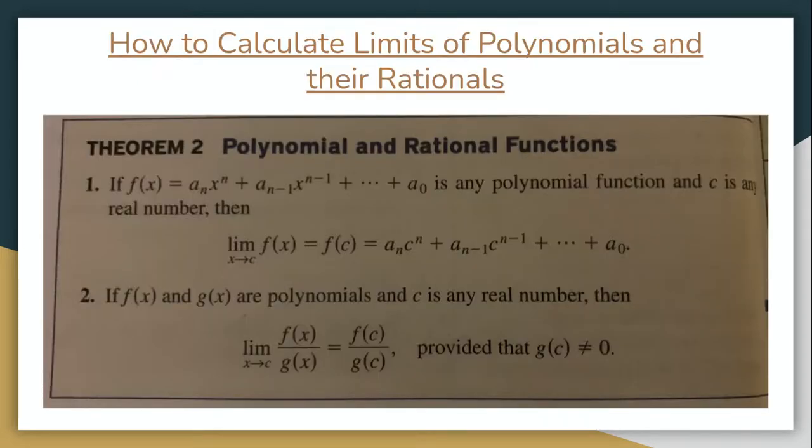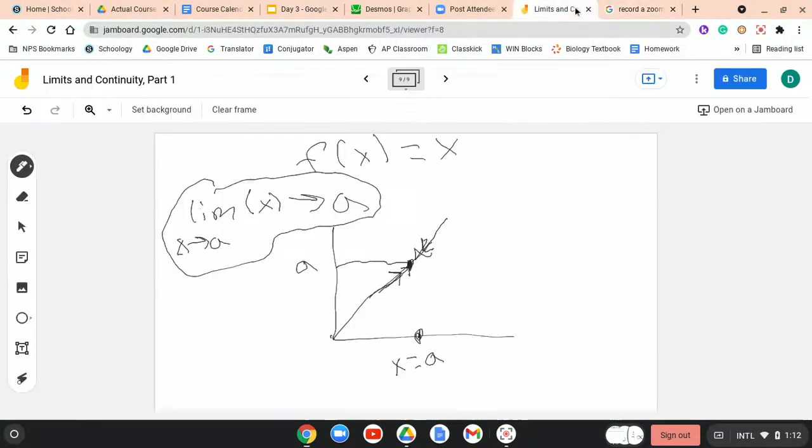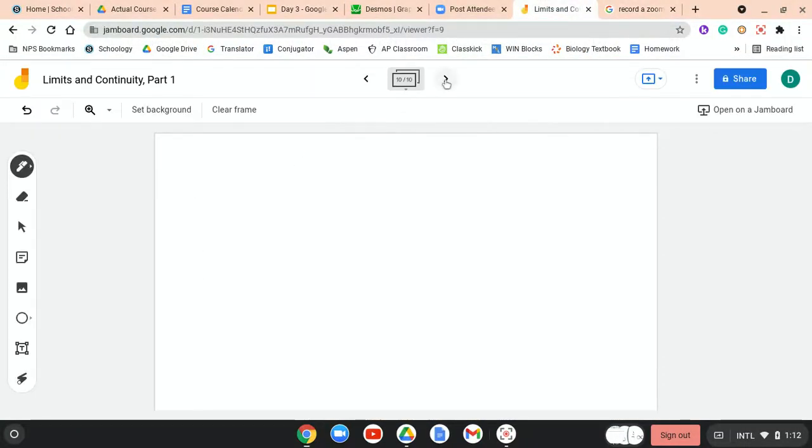So those are the limit properties. The next set of limit rules is how to calculate limits of polynomials and their rationals. And it's actually really easy, because polynomials, as I'm sure most of you have dealt with already, have a cool property: any polynomial you can draw with one pencil stroke. It's always connected. It never jumps. It's never disconnected. We'll get to what this means later, but it's continuous. You can draw it with one pencil stroke.